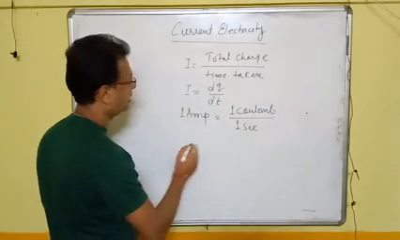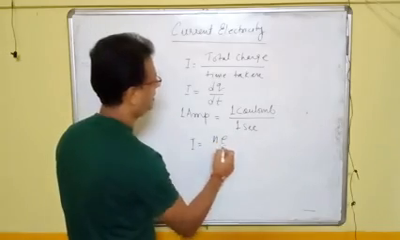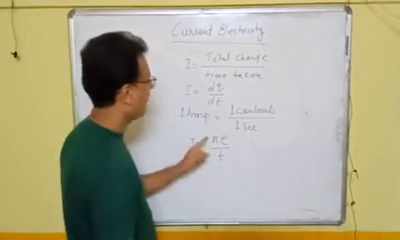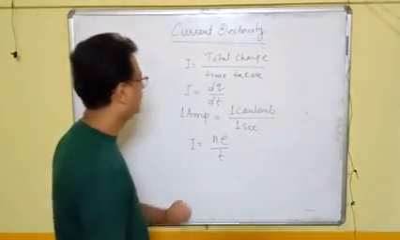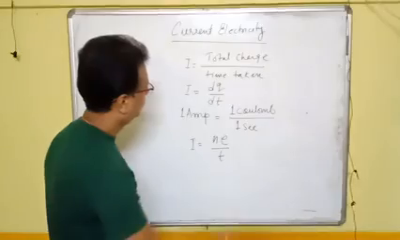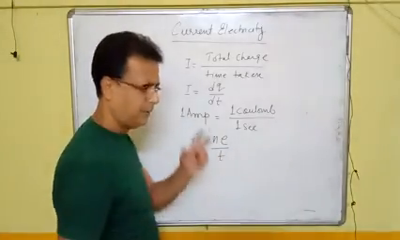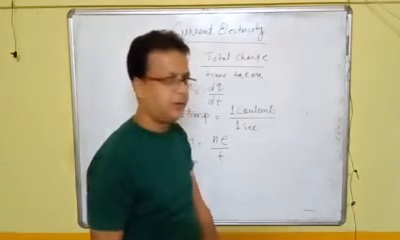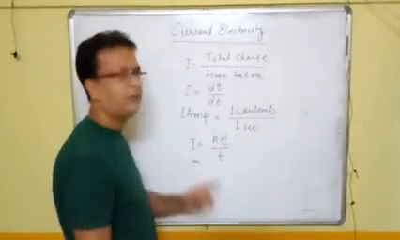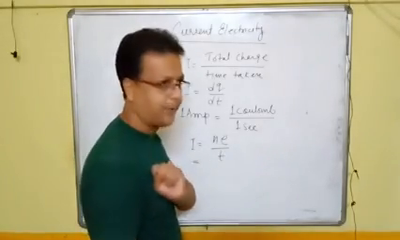We can also write current I is equal to N times e divided by t. Here N is the number of electrons that flow through a conductor in any time t. So you can write I equals NE by t. Now you can ask a question: what will be the number of electrons flowing through a conductor when the current is 1 ampere?